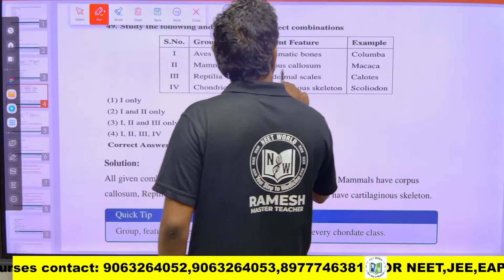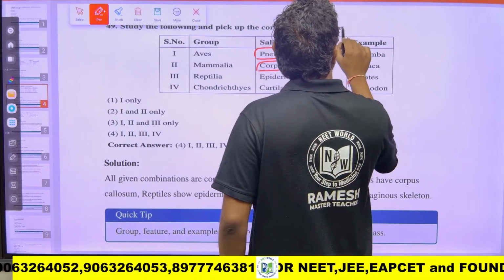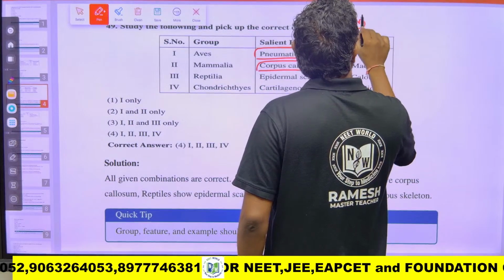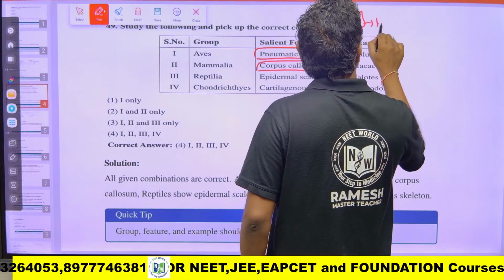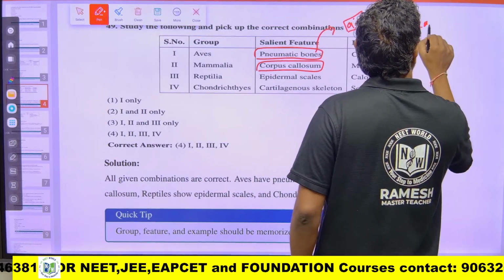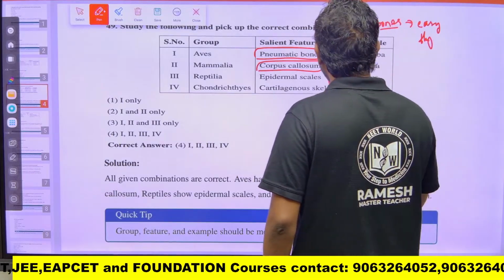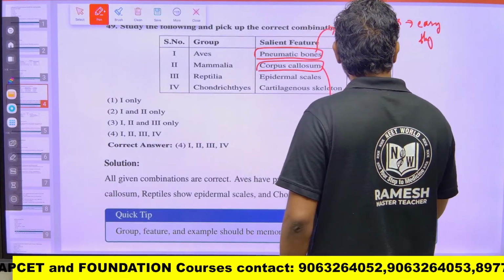What is corpus callosum? What are pneumatic bones? Pneumatic bones have air in them for easy flying. Corpus callosum is in the forebrain.